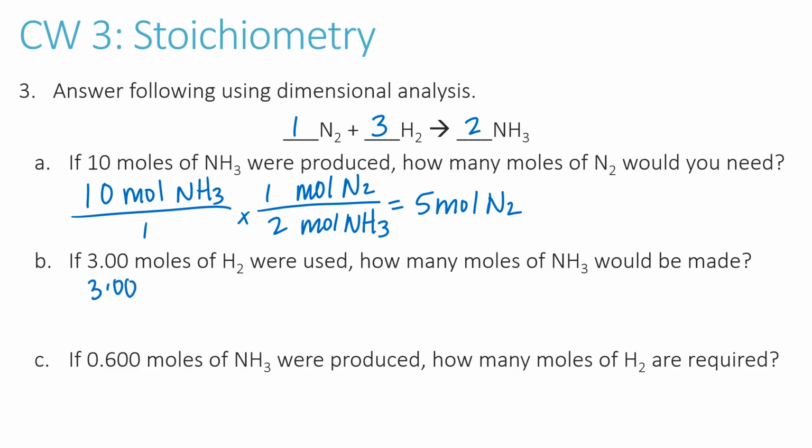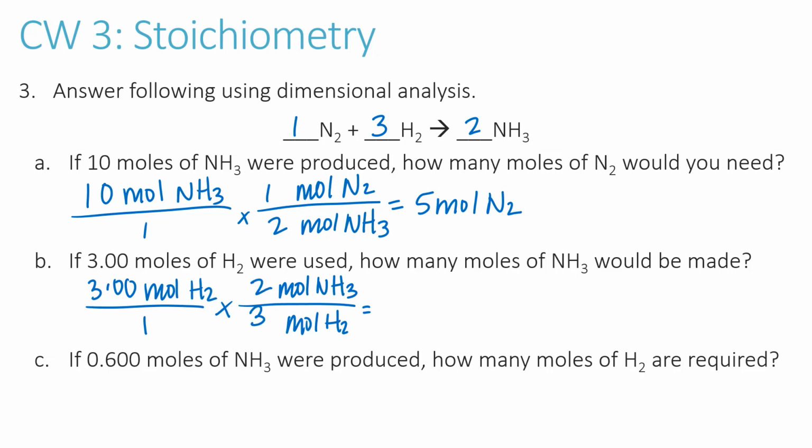If 3 moles of H2 were used, how many moles of NH3 could be made? So I'm going to put mole of H2 on bottom to cancel, and moles of NH3 on top, because that's what we're solving for. And this ratio is 2 to 3. So when I solve this, I get 2 moles of NH3. So if I started with that 3 moles of H2, I'm going to get 2 moles of NH3. Now we could have actually just predicted this by looking at the reaction, because in the balanced equation, you're given 3 and 2.